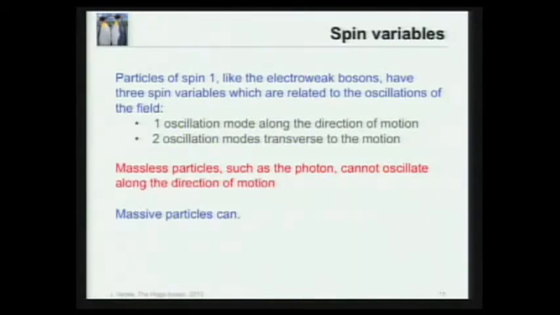And massive particles can. So the photon has two variables of spin, massive particles have three. So this is a technical aspect, but it's important. It means that we need two variables to describe the photon regarding its spin. But if this thing would have mass, like the W or the Z, we would need three variables.